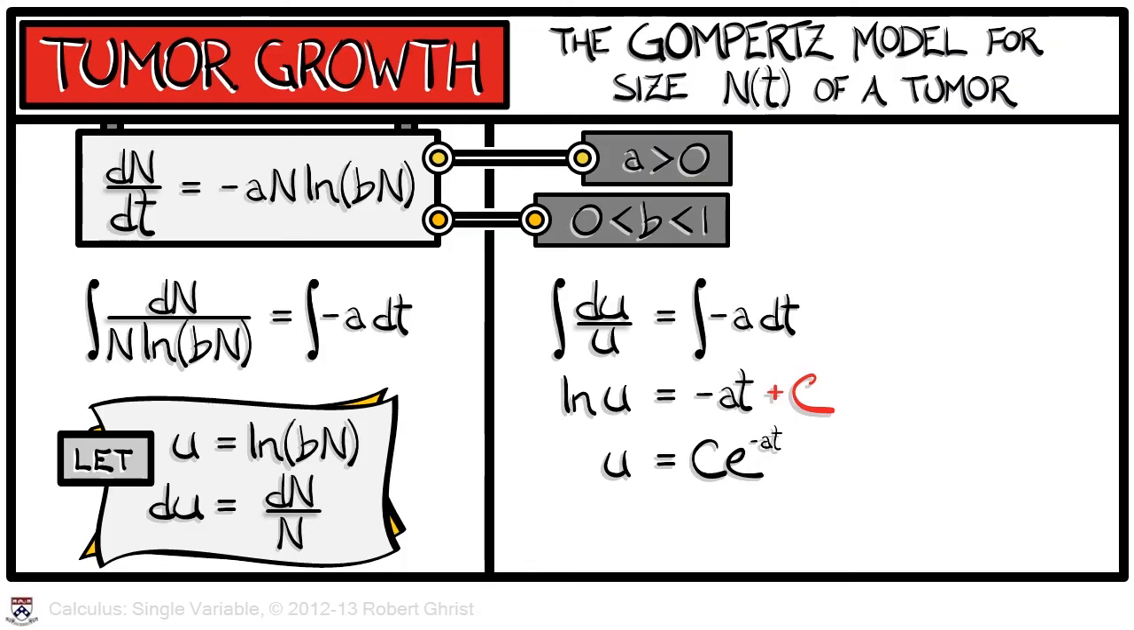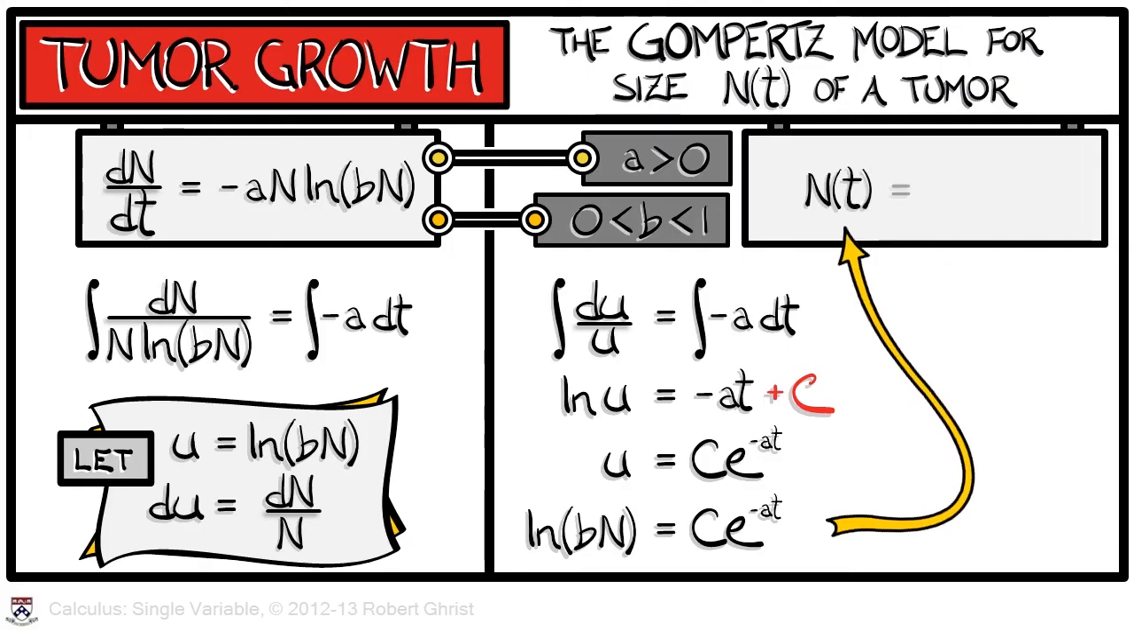But we're not quite done, because u is not what we were looking for. We were looking for n. And so we must substitute back in for u. Log of b times n is constant e to the negative at. Now, to solve for n, we're going to have to exponentiate both sides again. Doing so, and dividing by b, gives us n, the size of the tumor, as a function of time t, is 1 over b times e to the constant times e to the negative at.